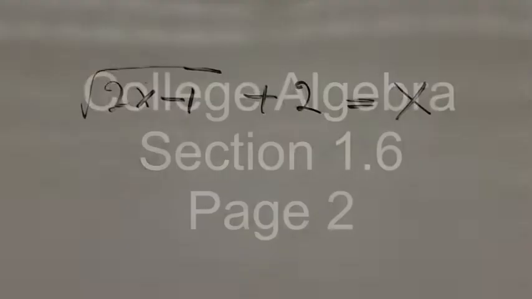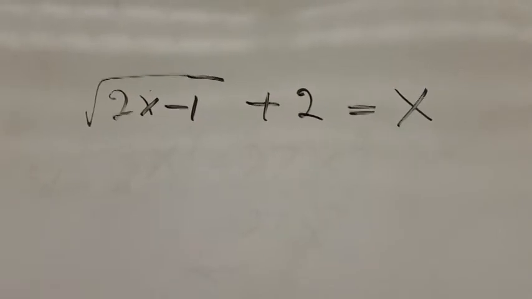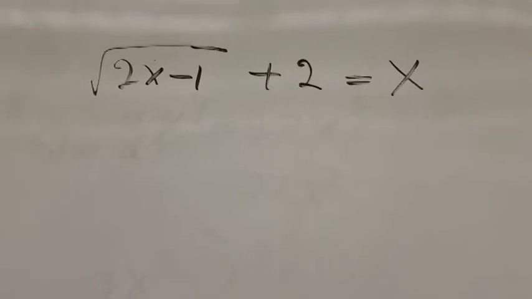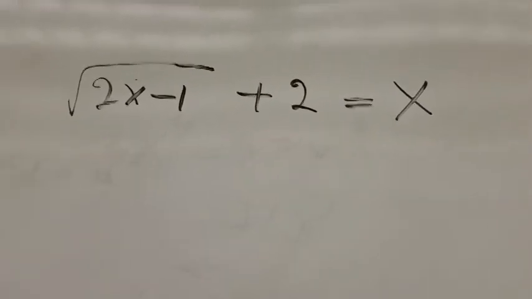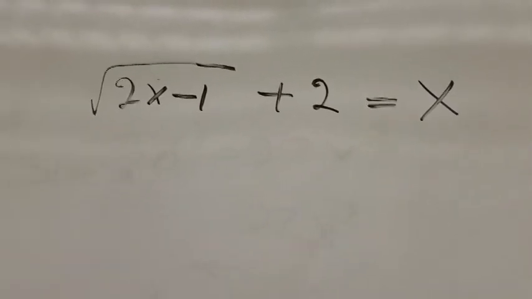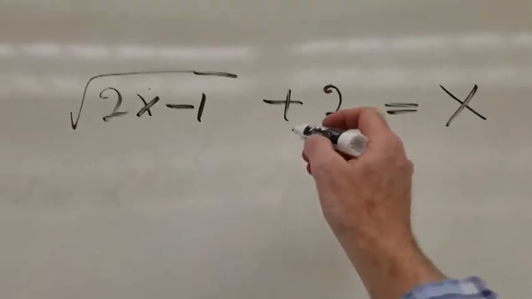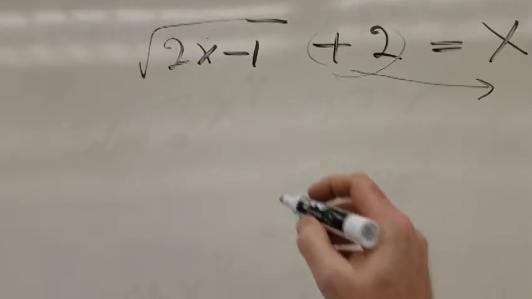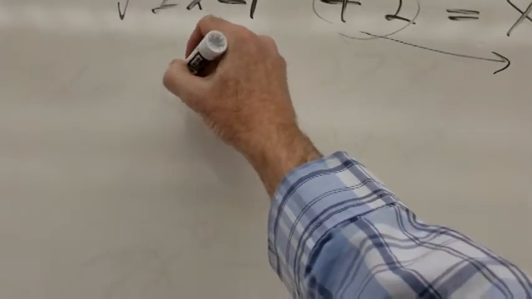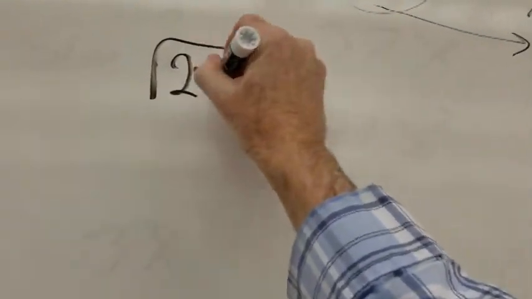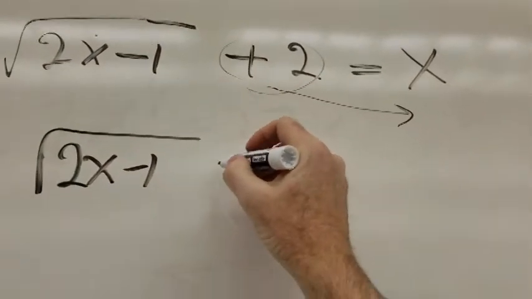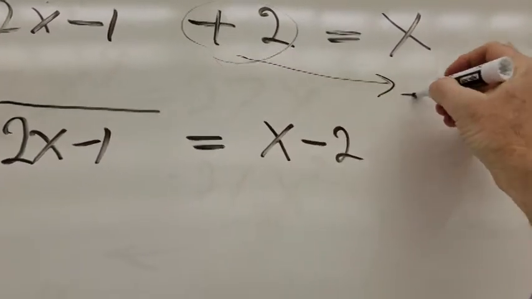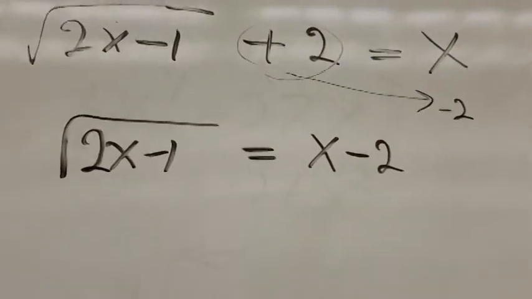Next problem involves solving a radical. It's a little bit more involved on this one, and we need the whole page to do this. So first, let's isolate the radical. Let's move this 2 over here to this other side to isolate the radical. So I'll have the square root of 2x minus 1 is equal to x minus 2. So let's minus 2 on each side.